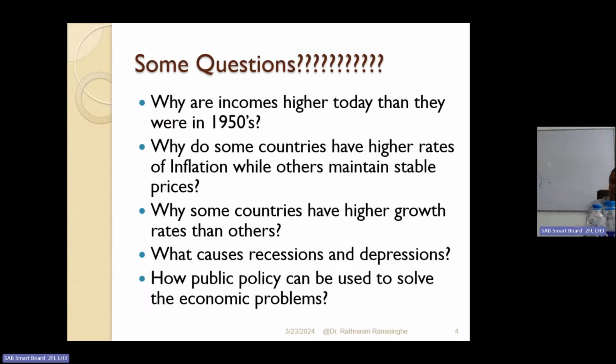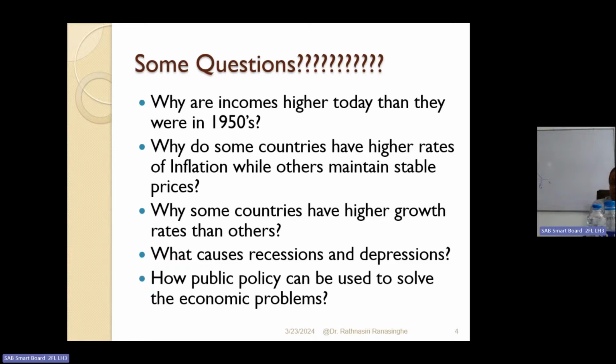And on inflation, some countries maintain a stable price level, while some countries have high inflation and pressure. Why is there such a difference? We need to address all these things. And the growth rates: some countries maintain a higher growth rate, but certain other countries maintain a lower growth rate.